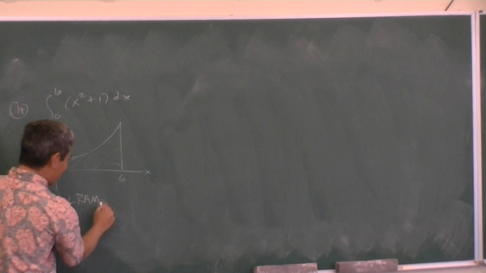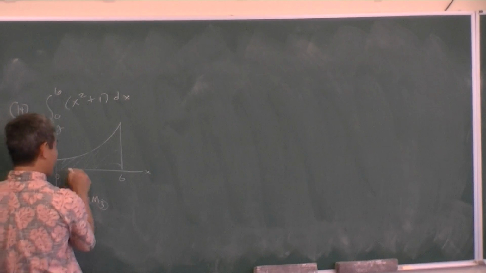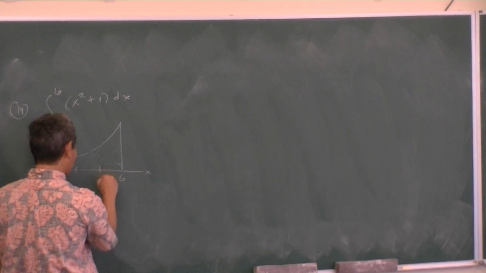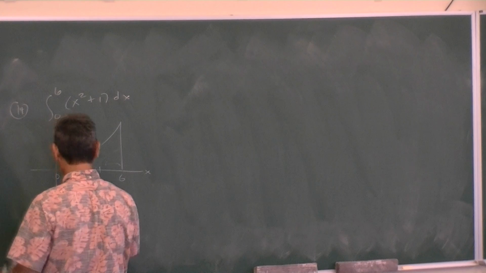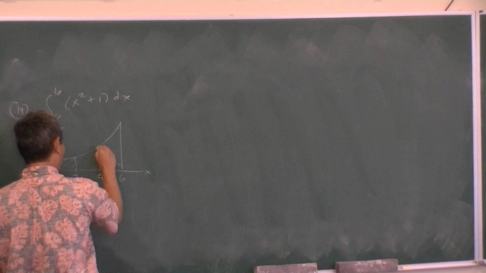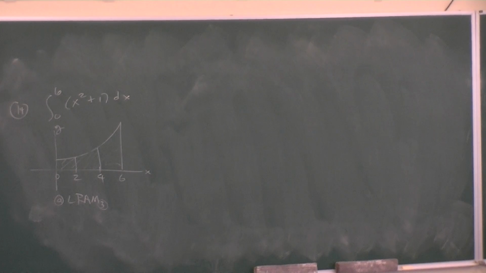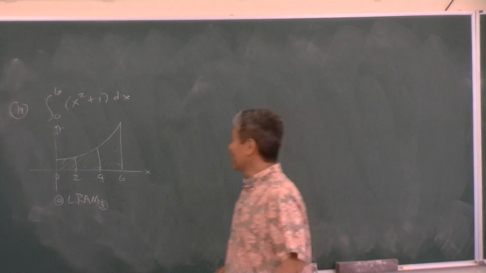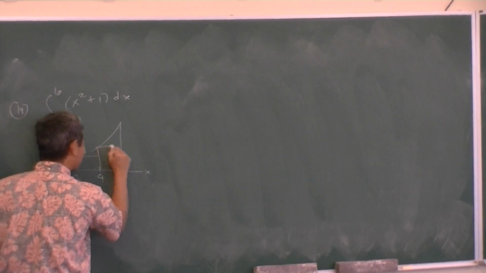Okay, what does this number here mean? Divided into 3 equal parts. So from 0 to 6 is 6. If I divide it into 3 equal parts, that means each one is going to be 2. So 2 and 4, like that. Now we're going to use the left endpoint to cap off the rectangle, like that.